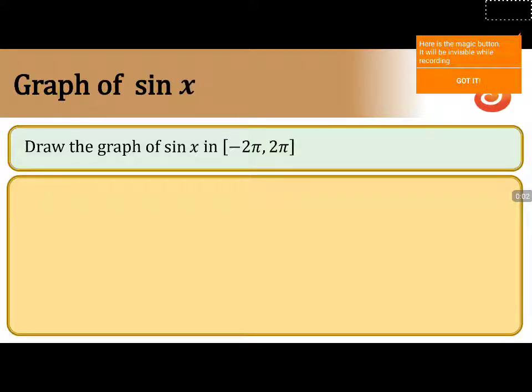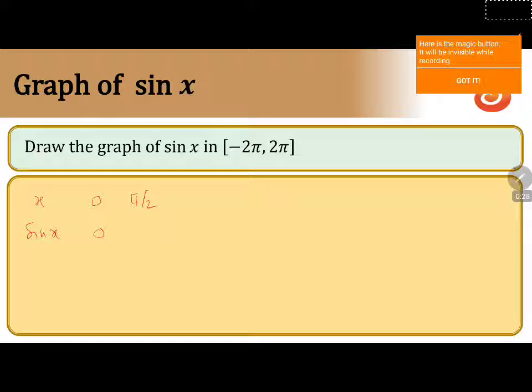Let us write a table for sin x between minus 2 pi to 2 pi. I will take multiples of this. Now see here, I will take up x value, sin x value. X is 0, sin 0 is 0.